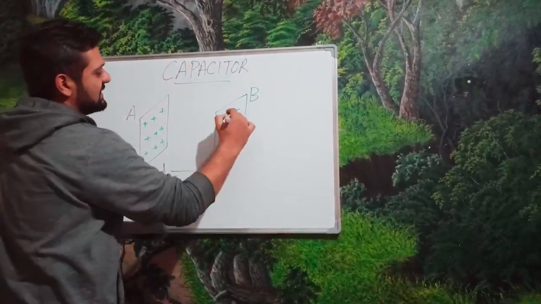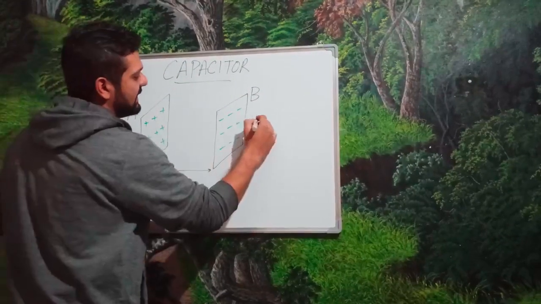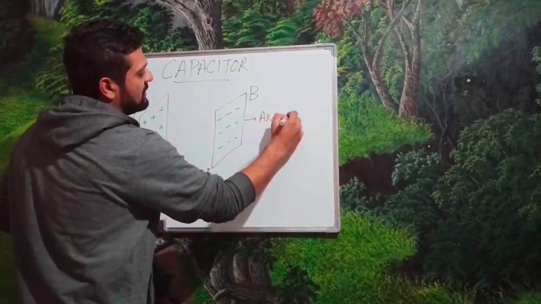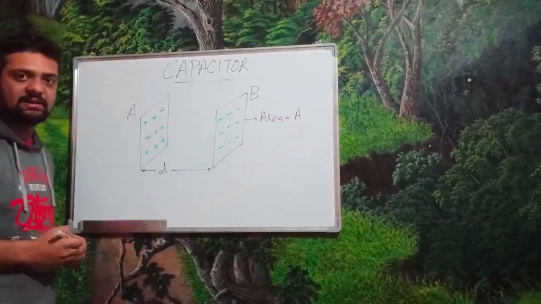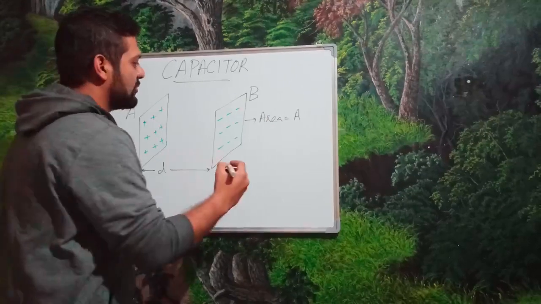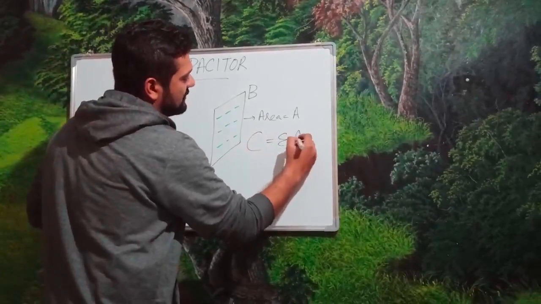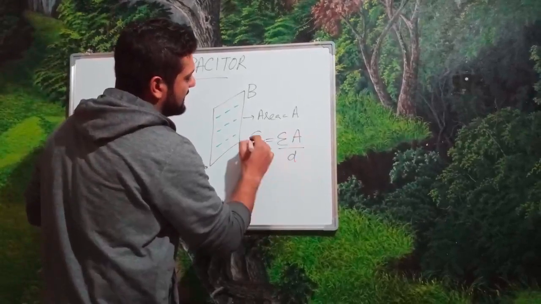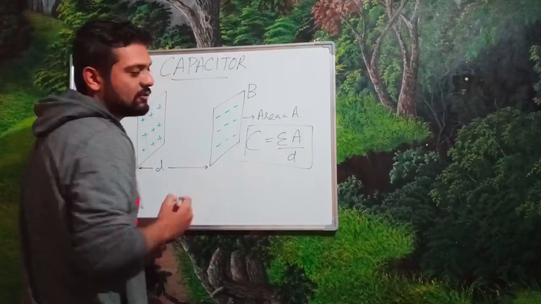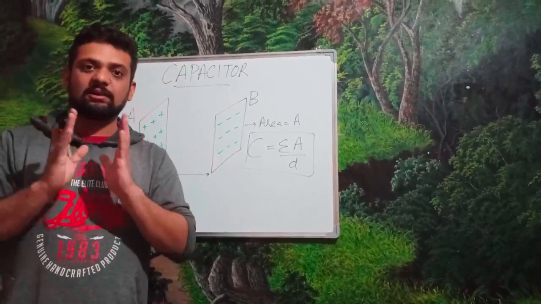And let us suppose that both the plates have the area represented by capital A. In this case, the formula of capacitance would be C equal to epsilon A divided by d. This is the basic formula of capacitance for any capacitor which is a parallel plate capacitor.